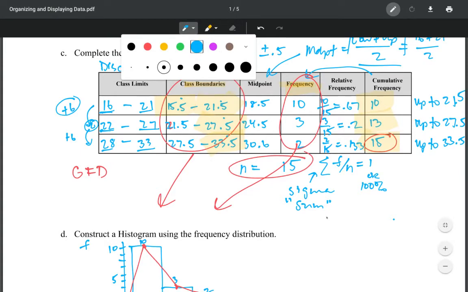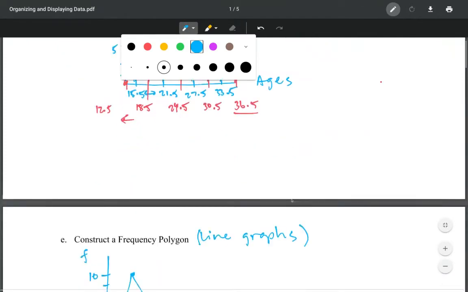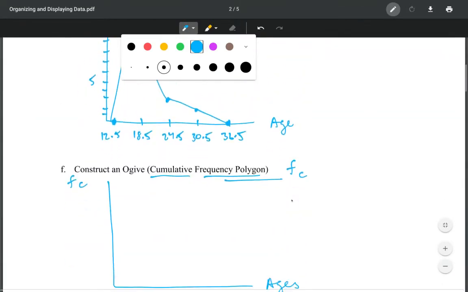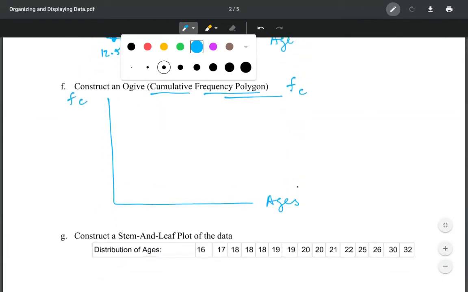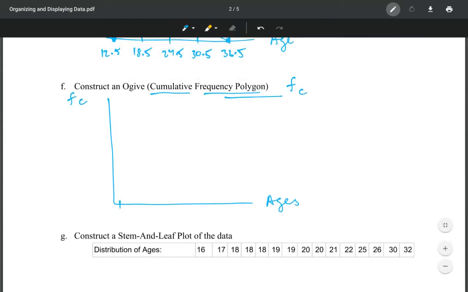Let's go down to 15.5. Okay, so this time I'm using my class boundaries, starting with my lowest class boundary of 15.5, and then moving through those class boundaries. 21.5 is going to be the cutoff for the first group. 27.5 is the next group, and 33.5 is for the last group. So I start with 15.5. That was outside of my data, so I have nobody.